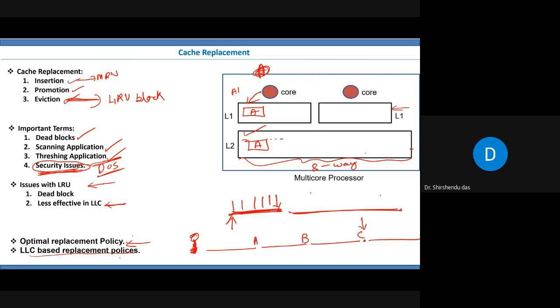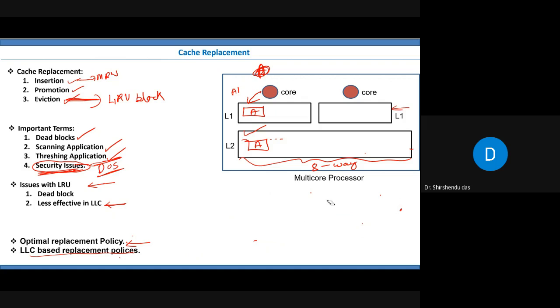That point is, if I am saying that the optimal replacement policy is not possible to implement, then how are people comparing the performance of other replacement policies with this optimal replacement policy? This is a question, right? That question can be answered if you have a trace based simulator. I will answer this question after 2 3 lectures when I discuss the trace based simulator.